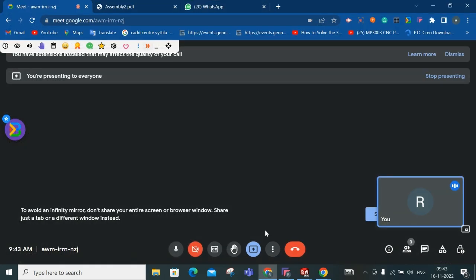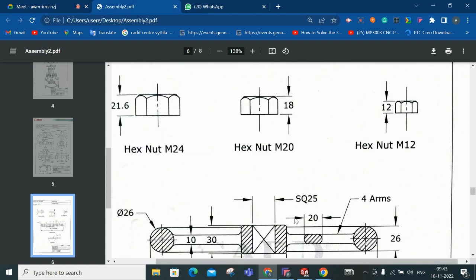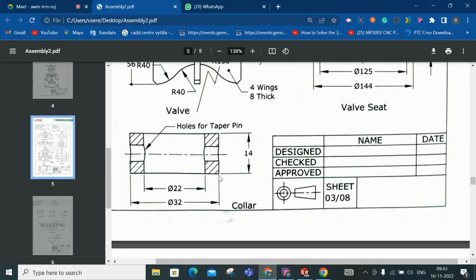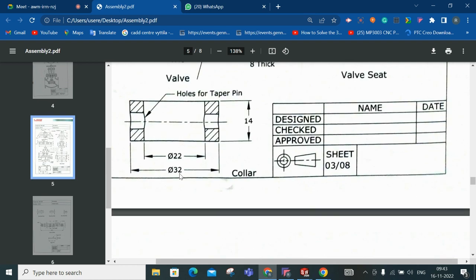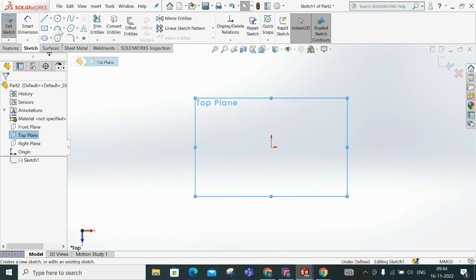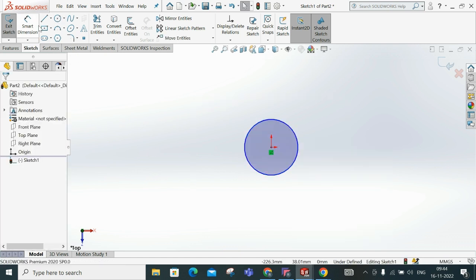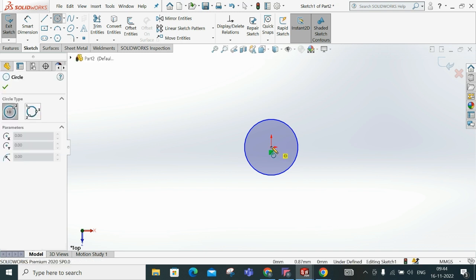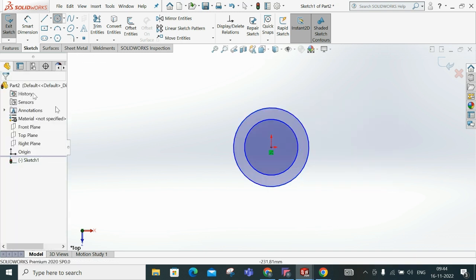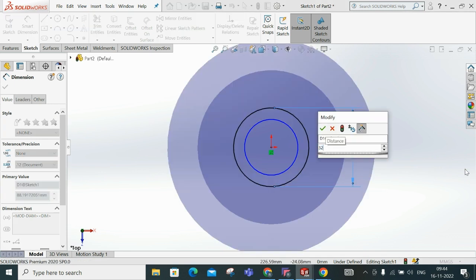You see, now this thing we are going to draw, not the taper pin, mainly that hole. It's a collar with dia 32 and 22, right? Concentric circles with dia 22 and 32. 22 dia first, and 32 second.